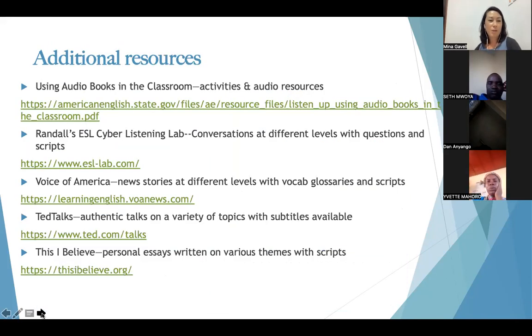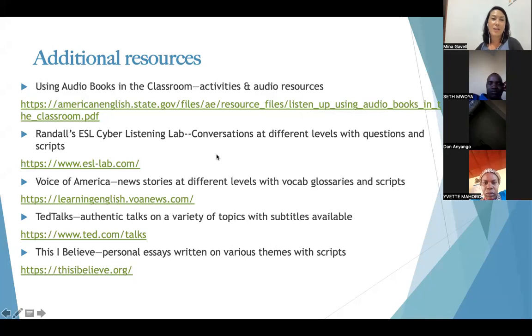In terms of resources, there's many things out there on the internet. And here I'm just highlighting these first two that I have here. The first is a bunch of audiobooks. So this can be a great way to incorporate reading skills and listening skills. They're available for free, and there's actually also some lesson plans that go with these audiobooks.